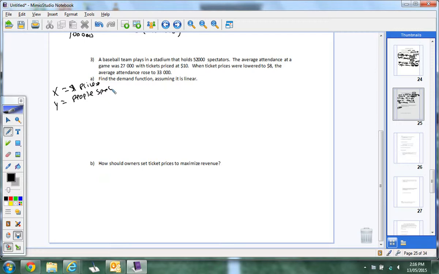So you guys are making me sad, but what you're going to do is understand that these are like points. $10 gets you 27,000 people. You have to do slope formula first, but yes, we're trying to get y equals mx plus b. It's like 2 points. $10 gives you 27,000 people. $8 gives you 33,000 people.